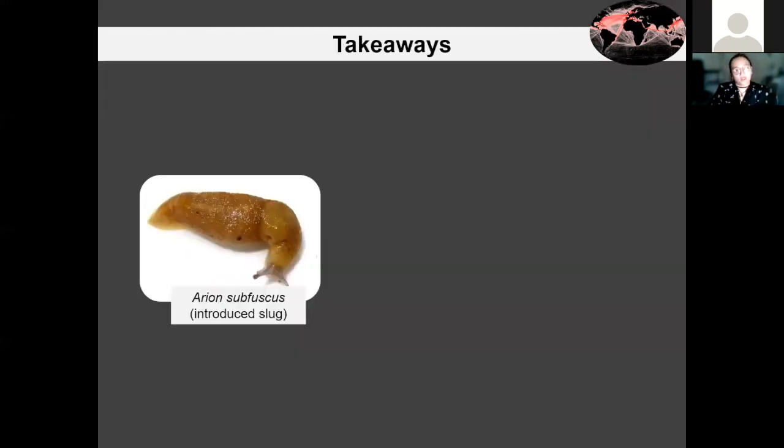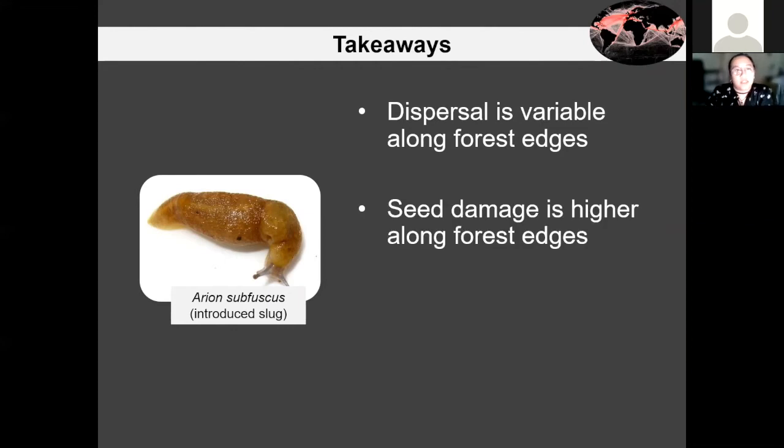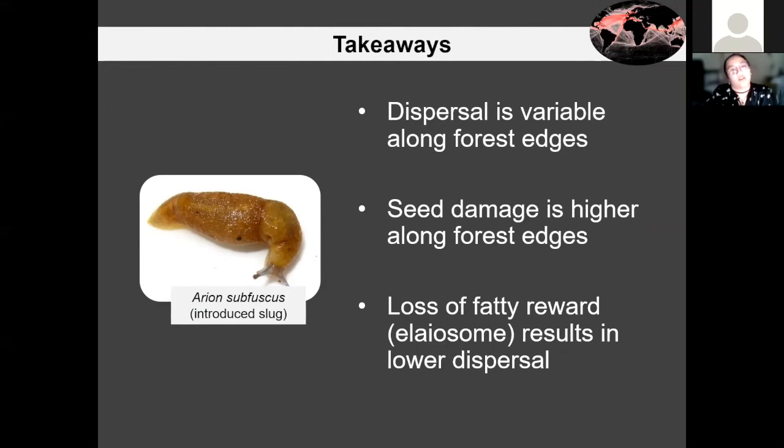So a few takeaways from this cool work by Wyatt were that dispersal seems to be variable along forest edges compared to interiors. Seed damage is higher along forest edges. And the loss of that fatty reward, the elaiosome, seems to result in lower dispersal of these seeds.